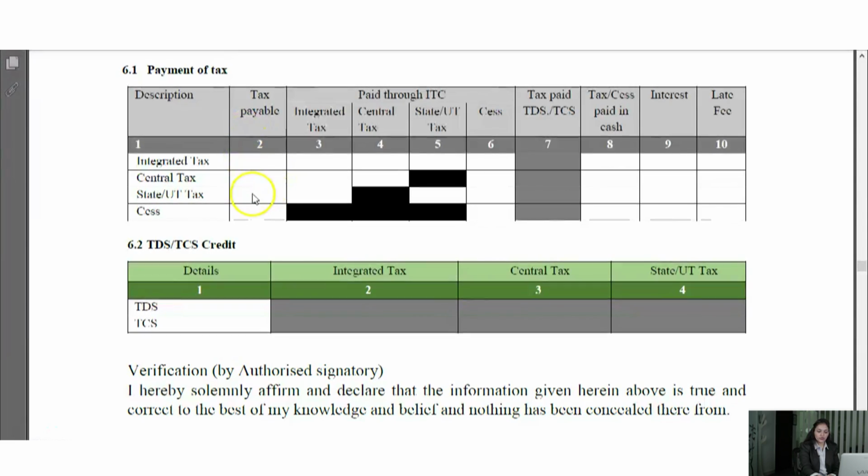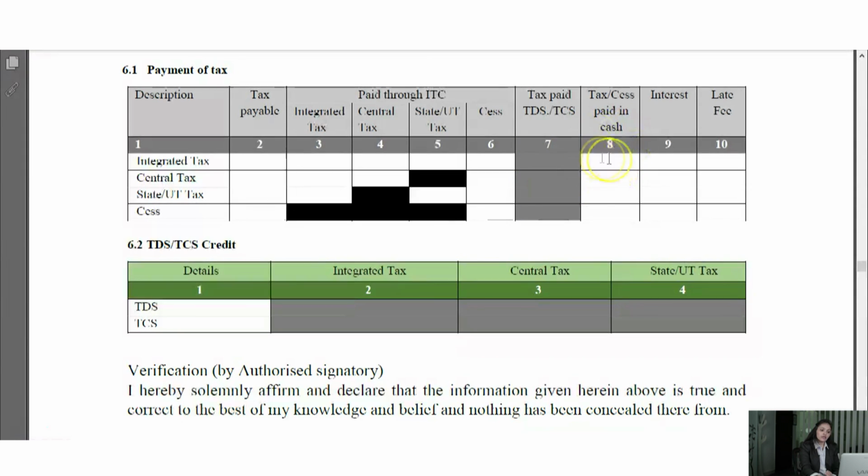In point number 6, the user has to mention the details of tax payable under IGST, CGST, SGST or UTGST and cess in column number 2, and the details of tax paid in column number 3 to 8. The tax can be paid either through TDS or TCS credit or through cash. The tax paid through ITC has to be shown in column number 3, 4, 5 and 6. Currently, TDS and TCS provisions have been deferred by the government. Therefore, no amount is required to be filled in column number 7.